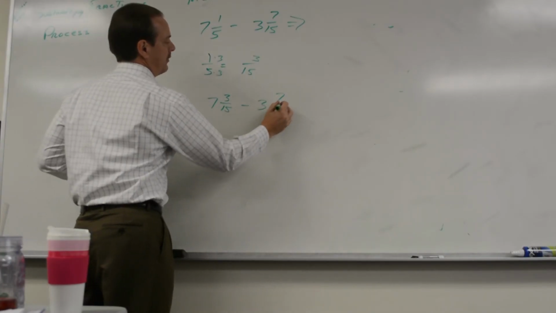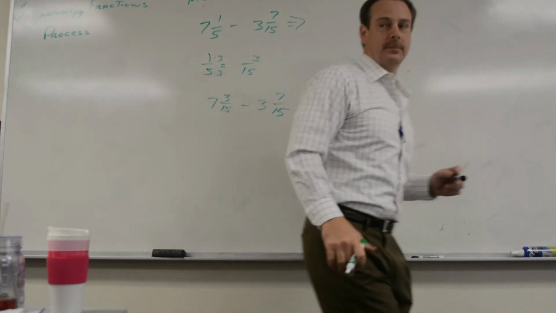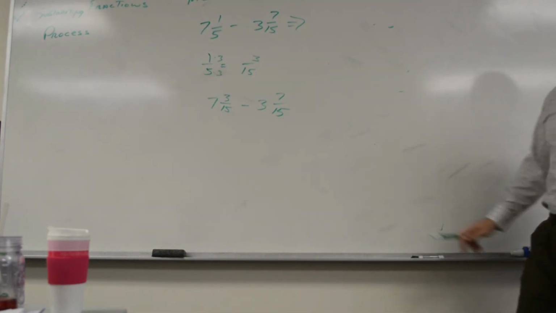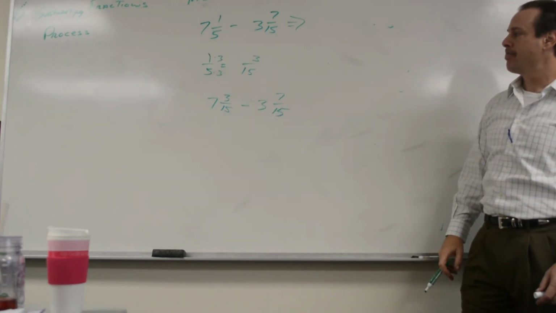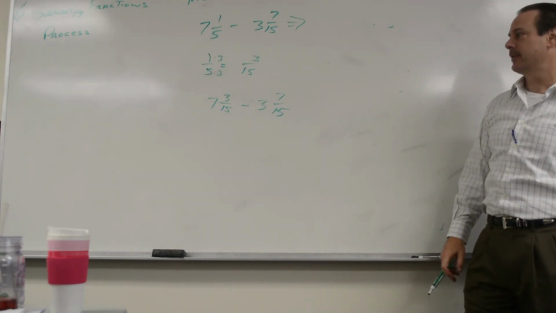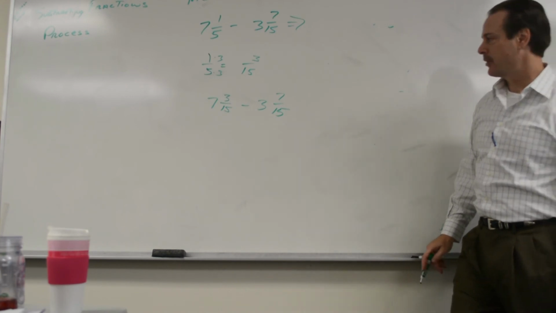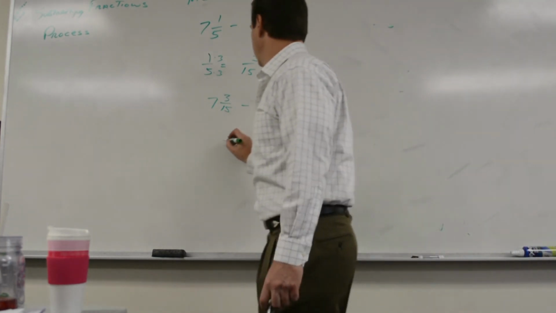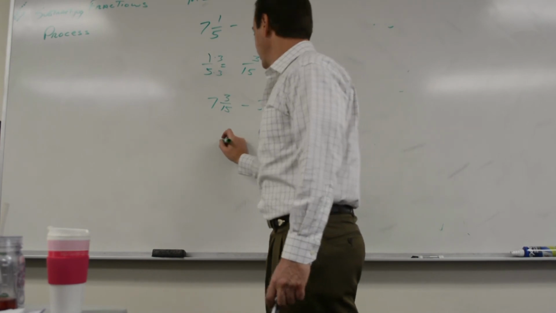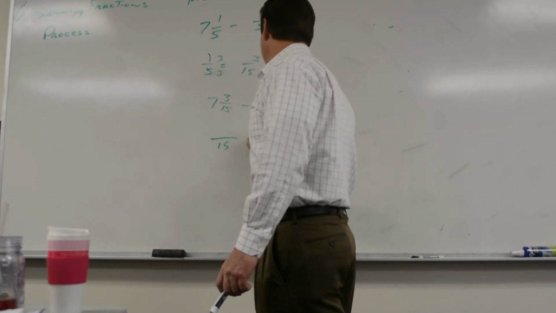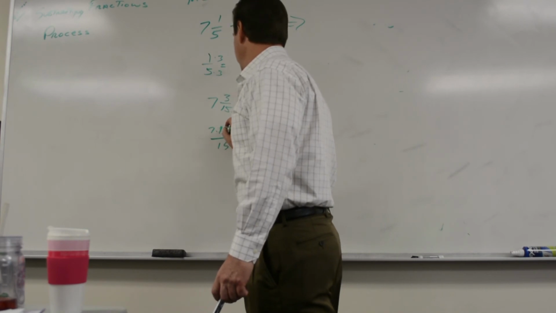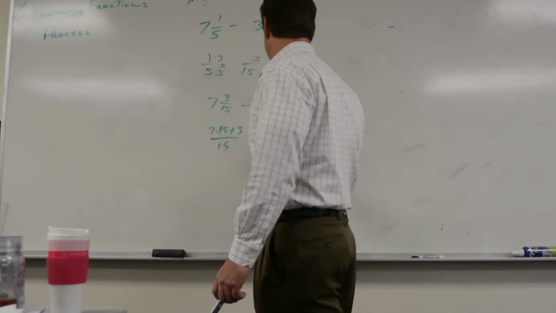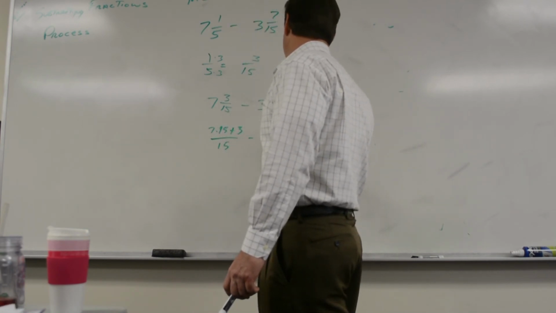Minus 3 and 7/15. Okay? So I had to change this to 15ths. You do 7 times 15 plus 3. All right, so now let's do that. We're going to change it to an improper fraction, and both of these are going to stay in 15ths. So it's going to be 7 times 15 plus 3, and this one's going to be 3 times 15 plus 7.